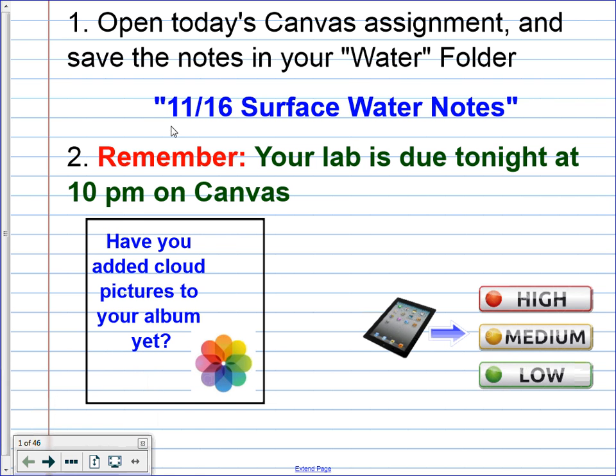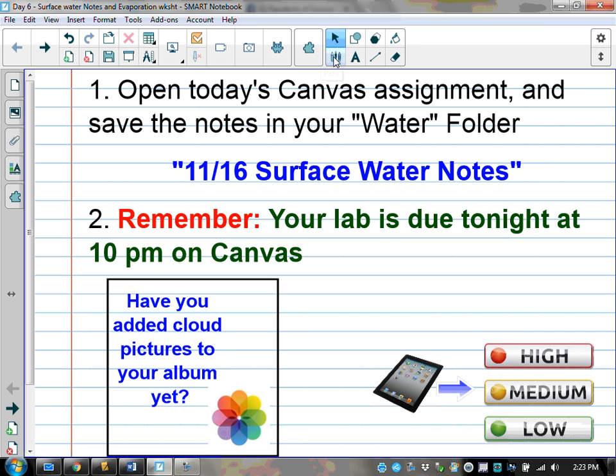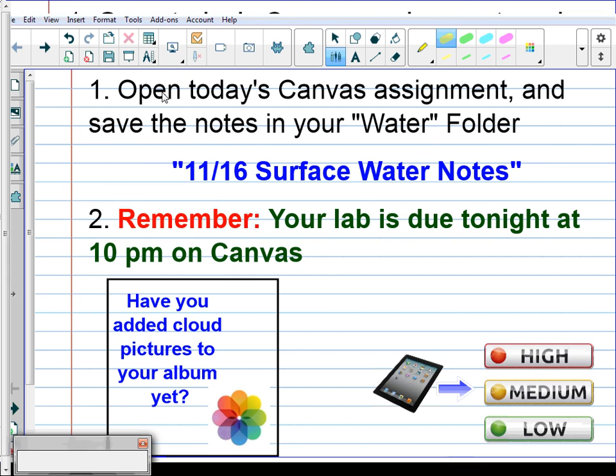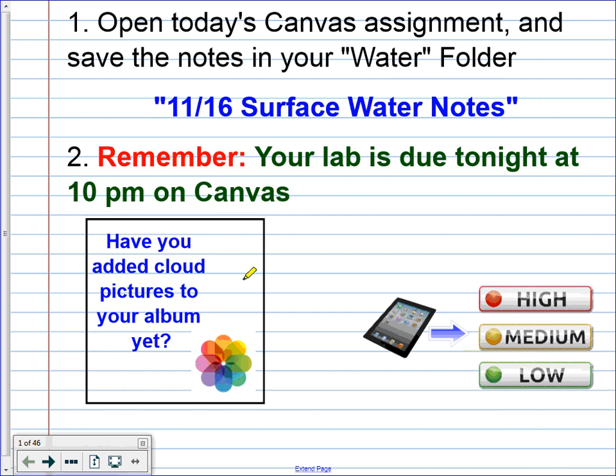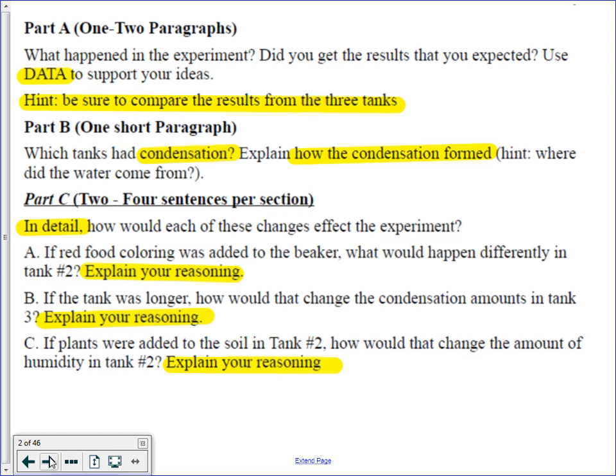Friendly reminder that your water cycle lab is due tonight. It should be submitted on Canvas as a PDF, so make sure you get that turned in on time because you really don't want a late grade for your first lab assignment.